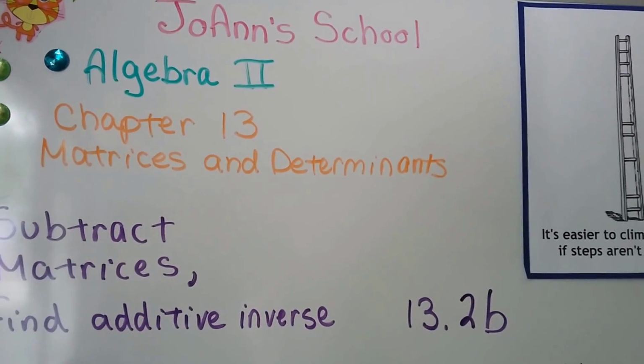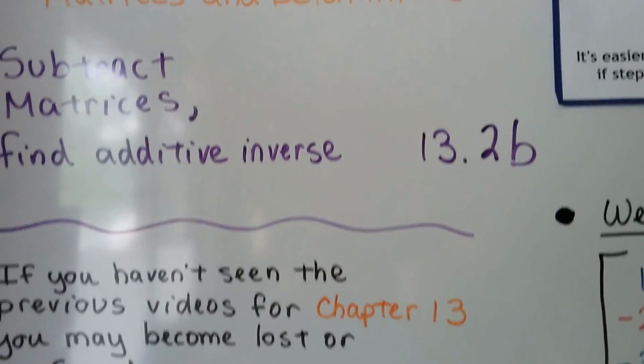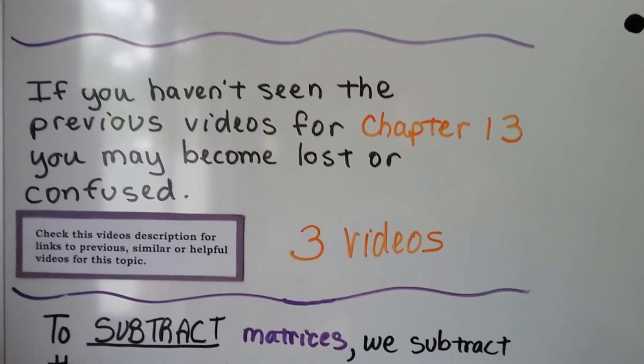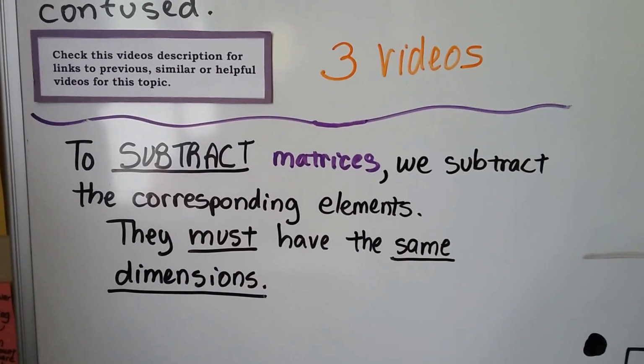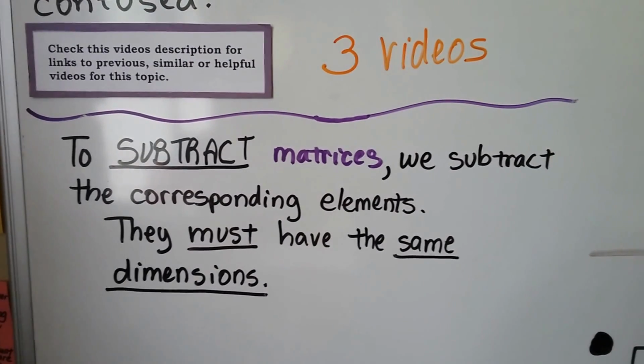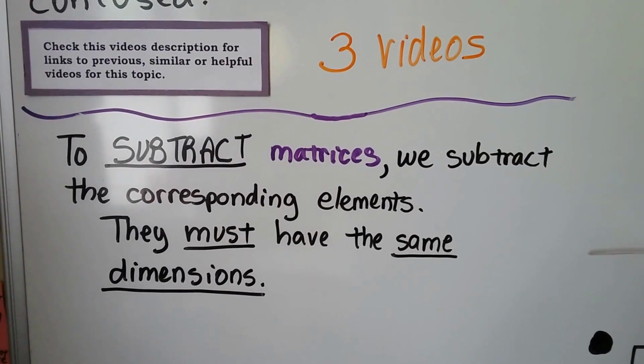We're going to subtract matrices and we're going to find additive inverses. This is 13.2b. We've got 3 previous videos for this chapter that are linked in the description if you need them. So to subtract matrices, we just subtract the corresponding elements, just like we did when we were adding. Just remember, they must have the same dimensions.